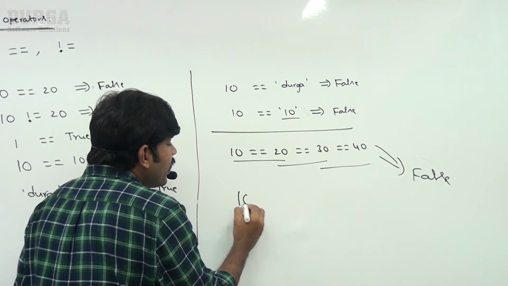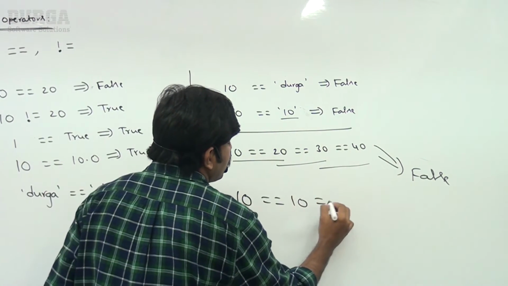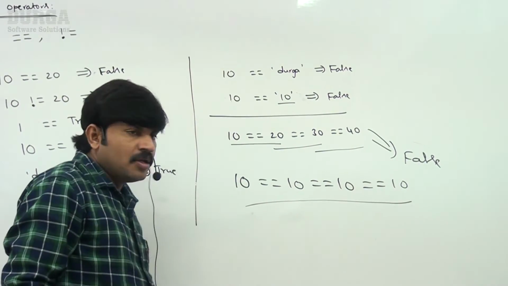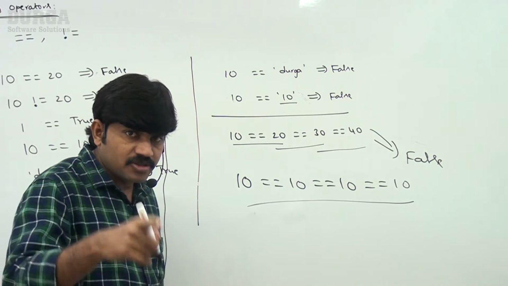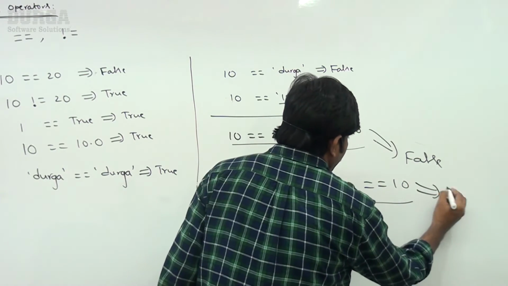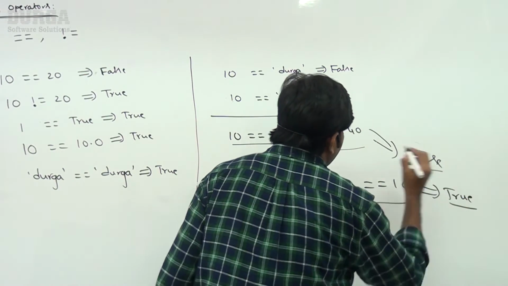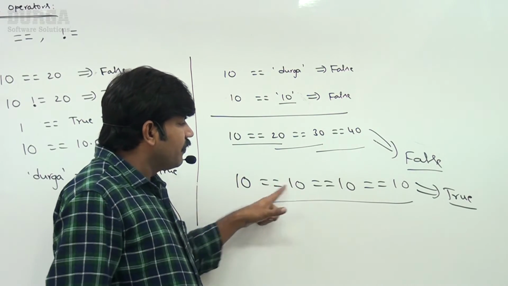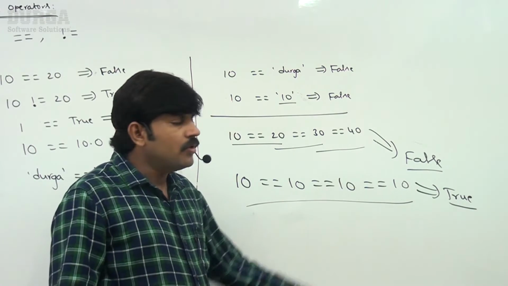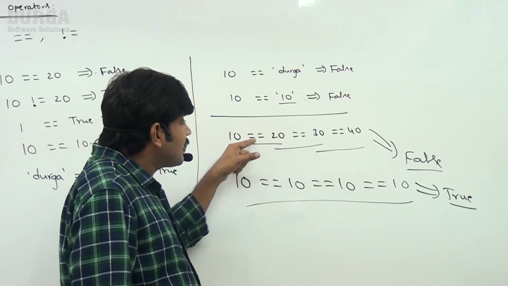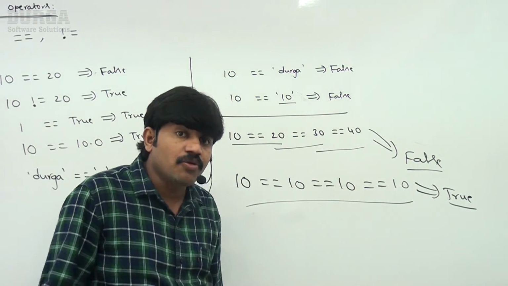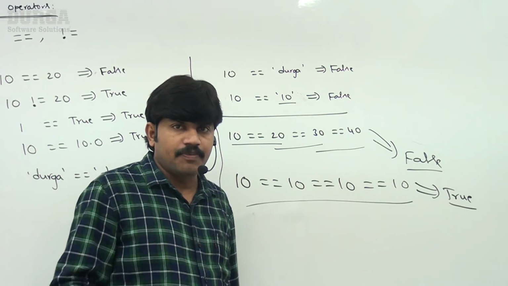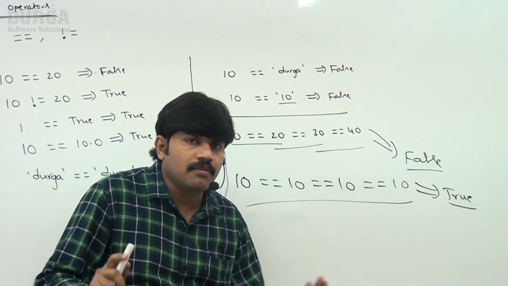Same way, if I take 10 double equal to 10 double equal to 10 double equal to 10, all comparisons return true. That's why the answer we are going to get is true itself. Everyone can hear, sir? So if every comparison returns true, the answer is true. If at least one comparison returns false, false is the answer. So chaining of equality operators is also applicable, no problem at all.